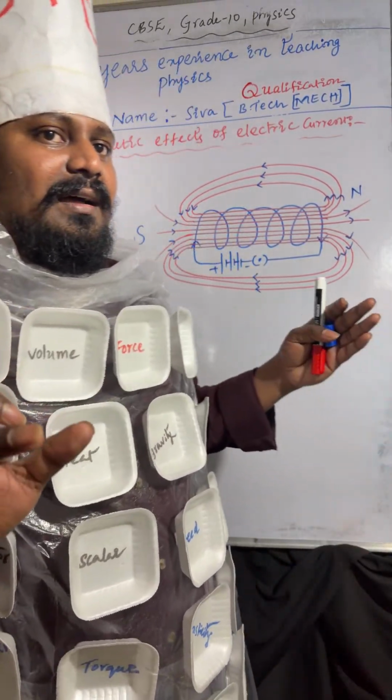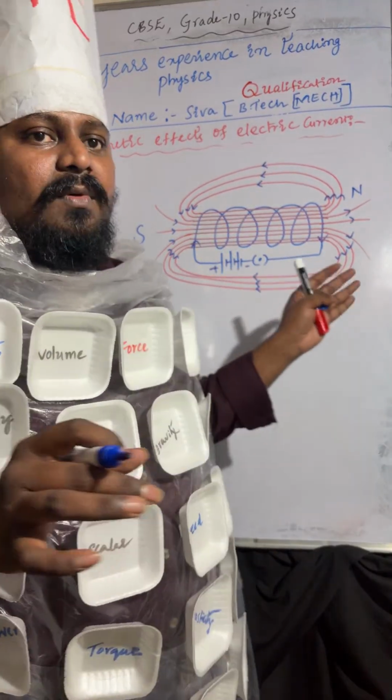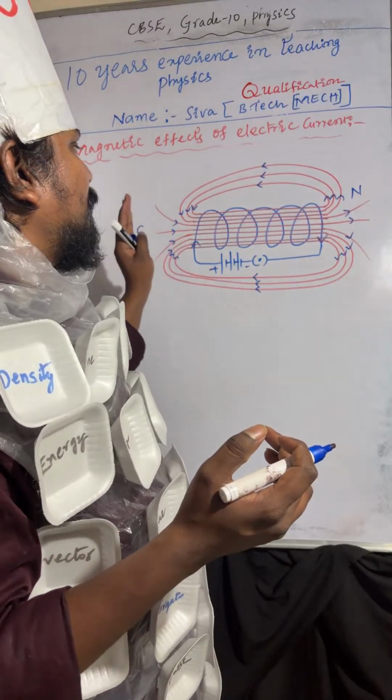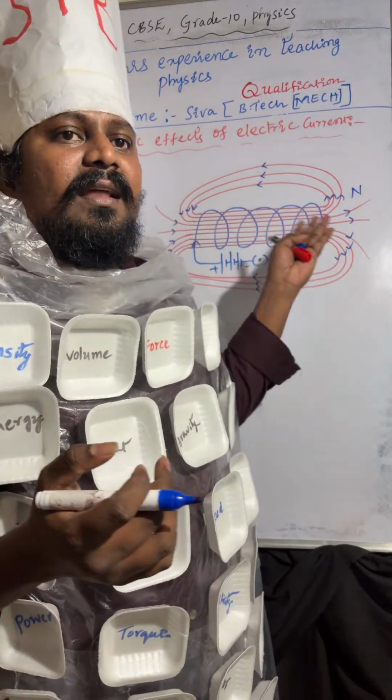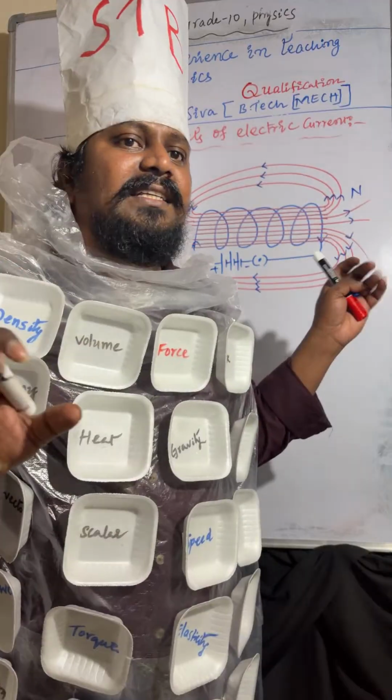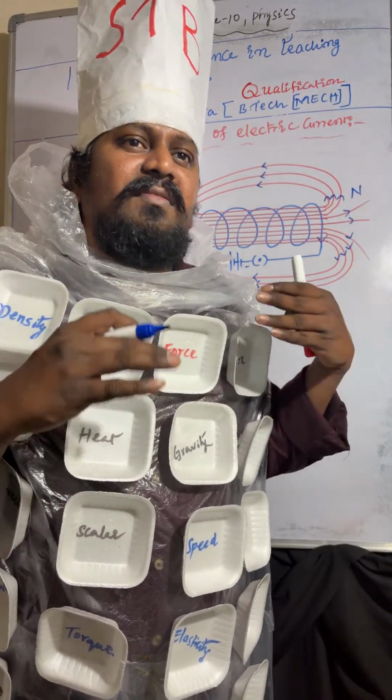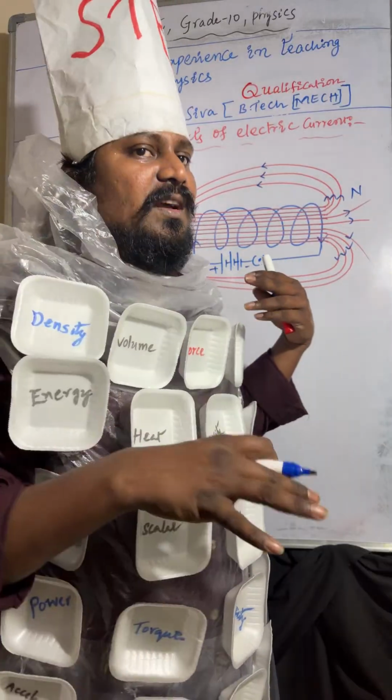But for understanding, it is textbook diagram only. You can check the textbook diagram. Current reaching the point, that is south. Current leaving the point, that is north. So it is a simple, easy way. You need not worry about it, and you'll not get confused. Once you remember these logics, you will never get confused.